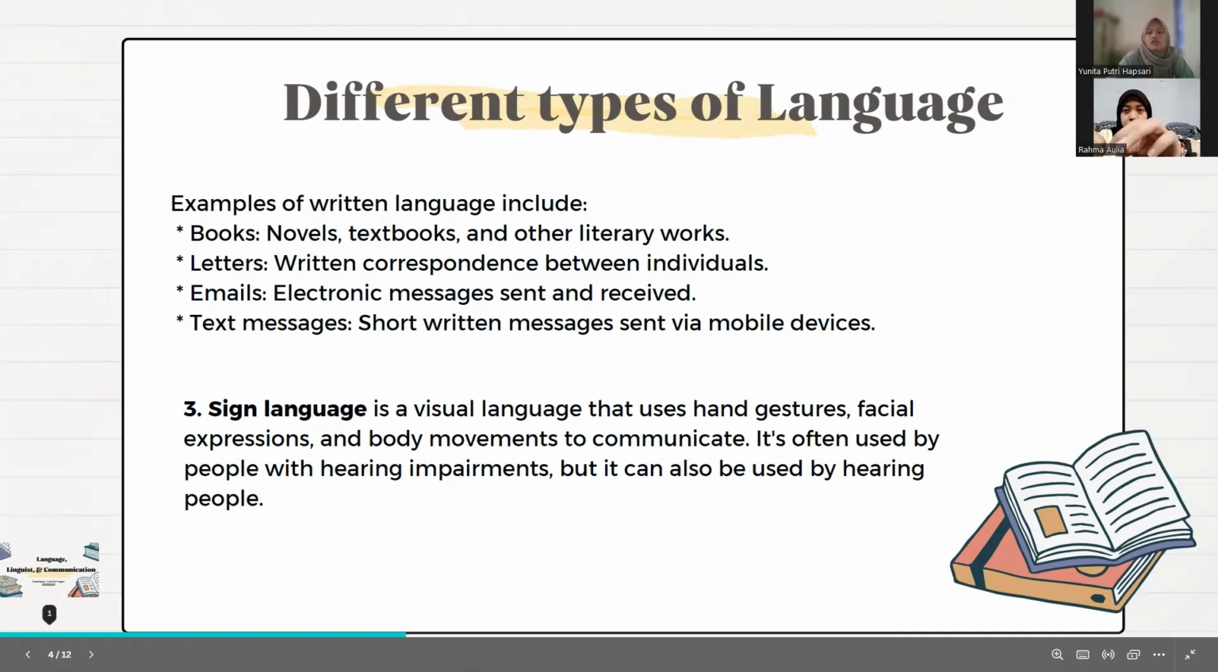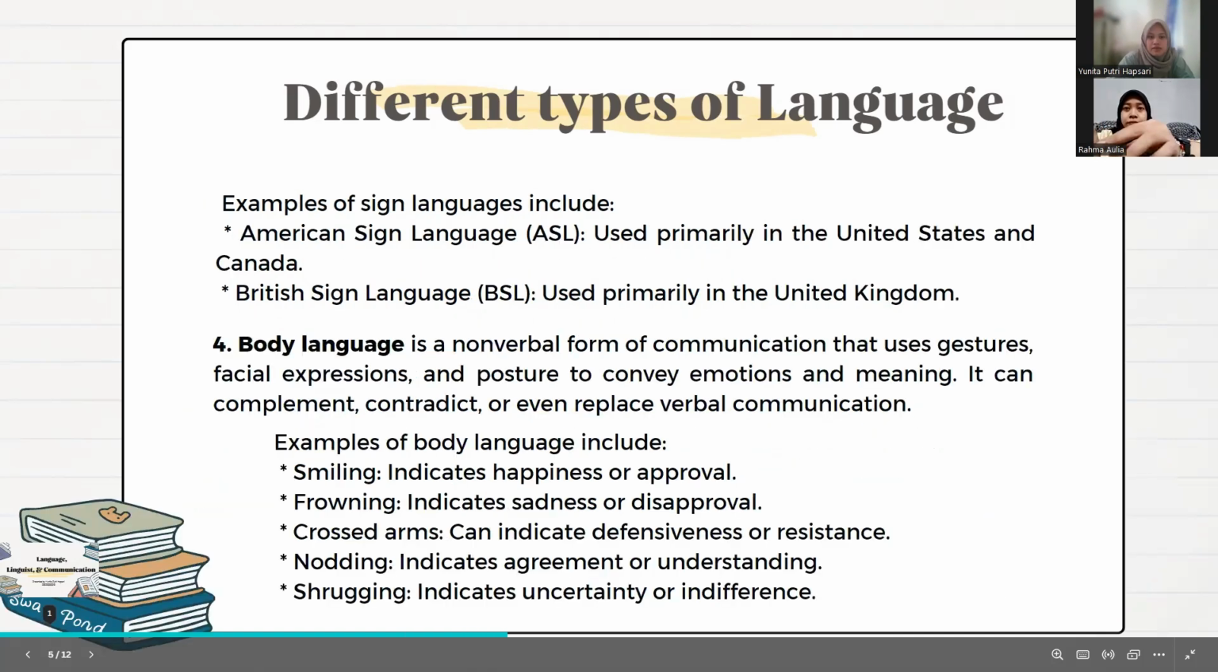It's a visual language that uses hand gestures, facial expressions, and body movements to communicate. It is often used by people with hearing impairments, but it can also be used by hearing people. Examples of sign languages include American Sign Language or ASL, used primarily in the United States and Canada, British Sign Language or BSL, used primarily in the United Kingdom.